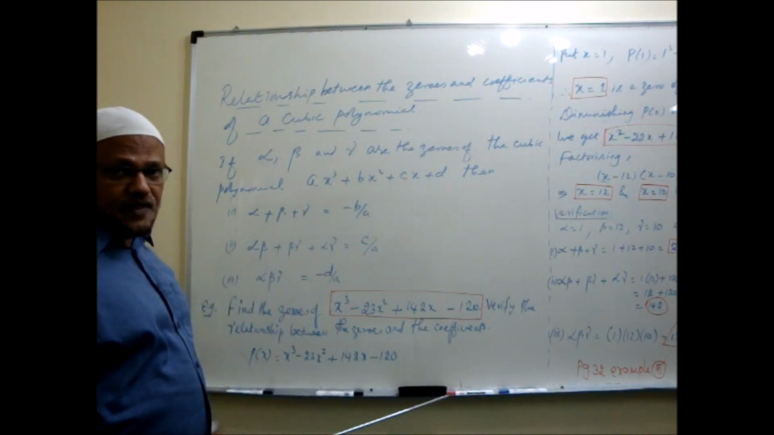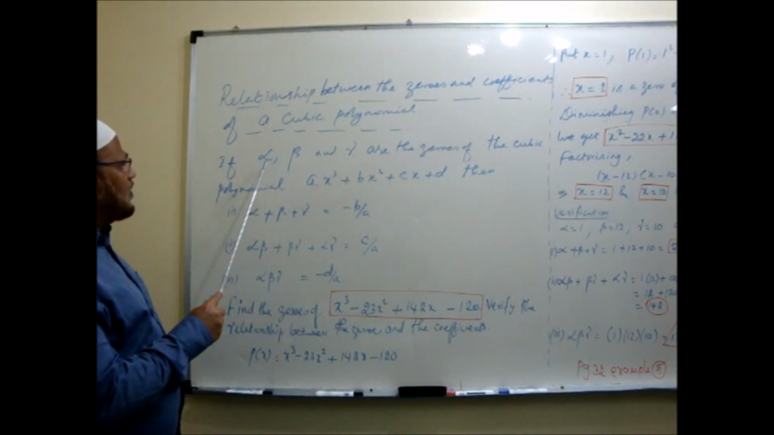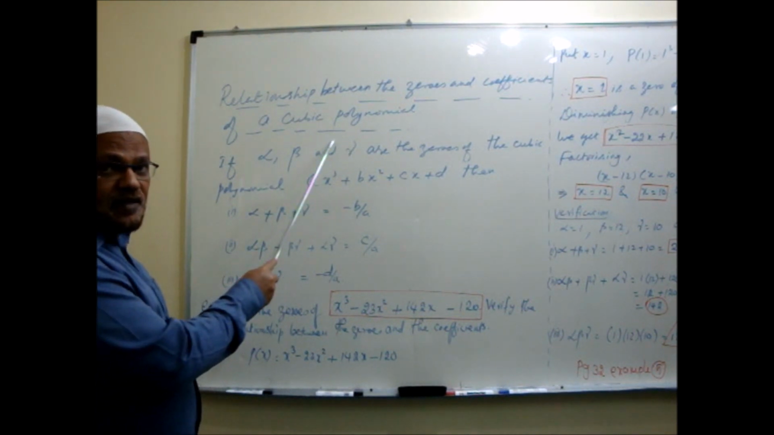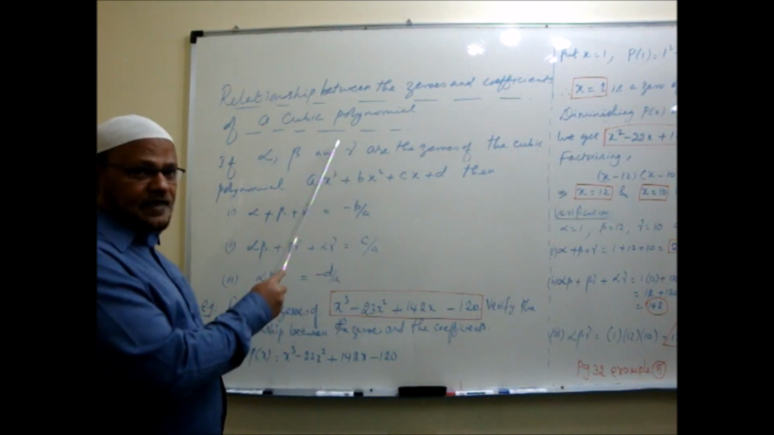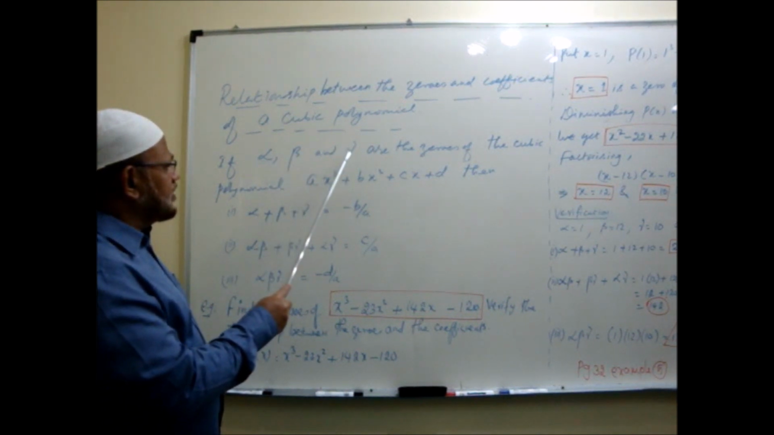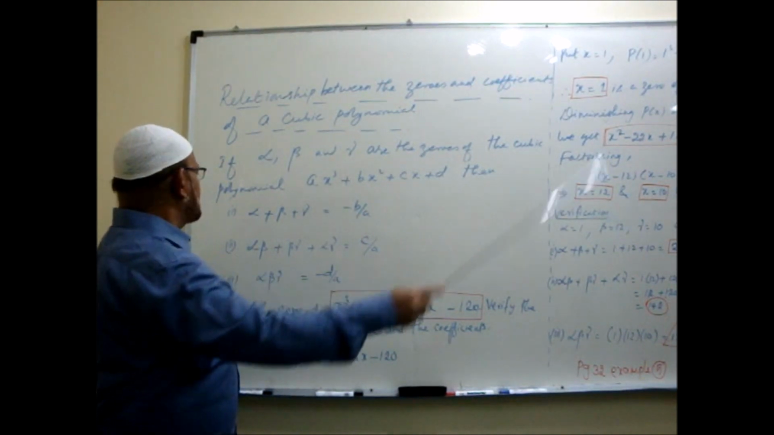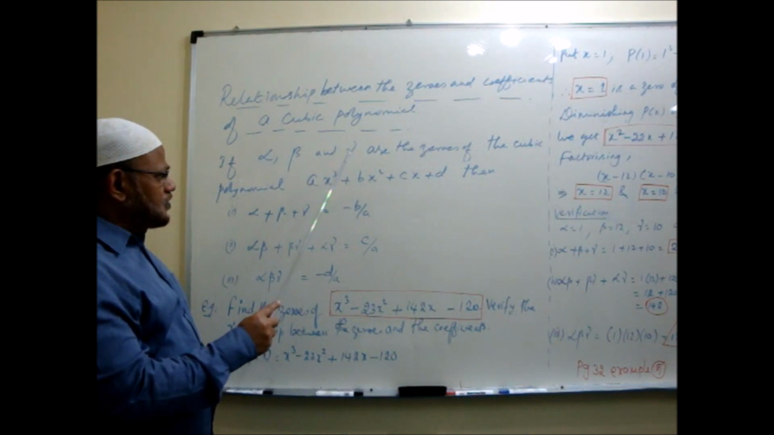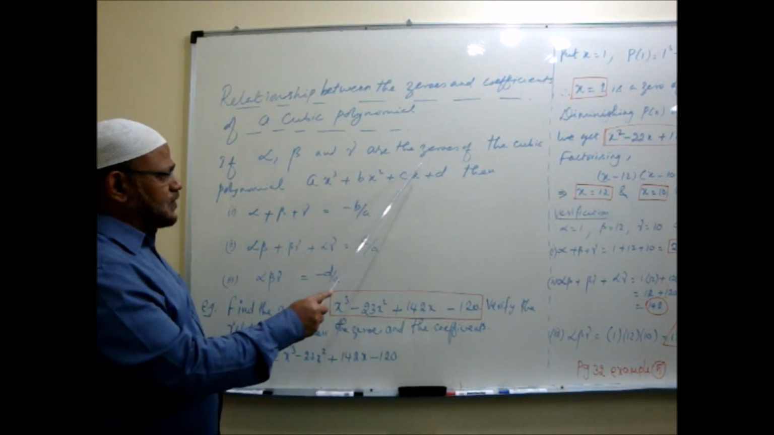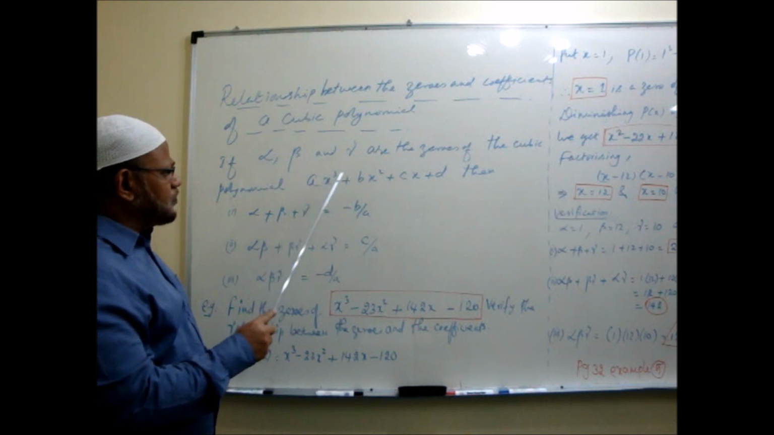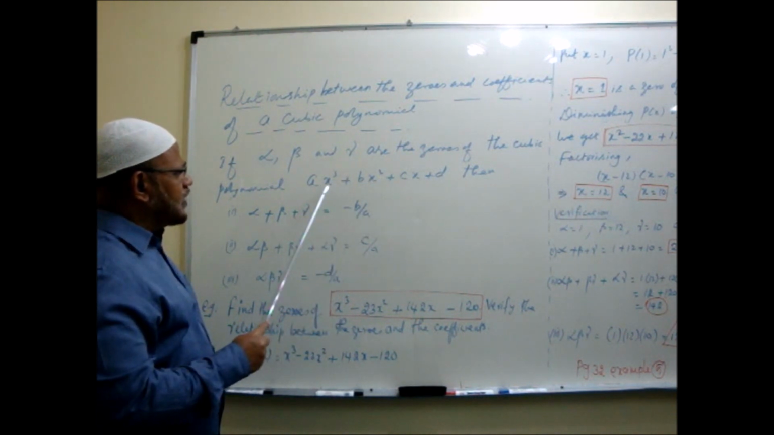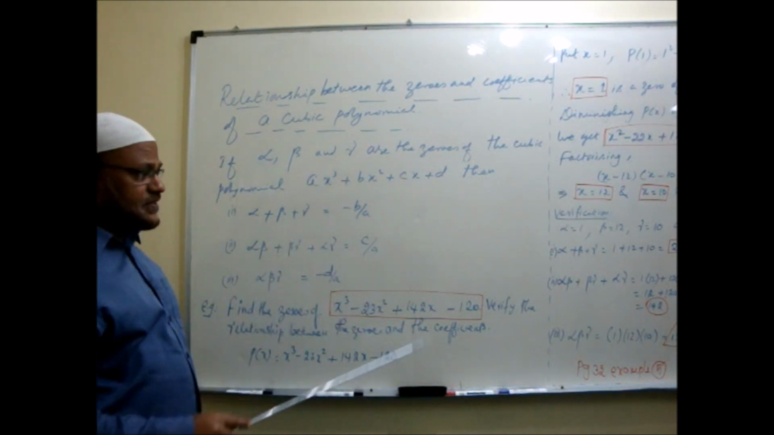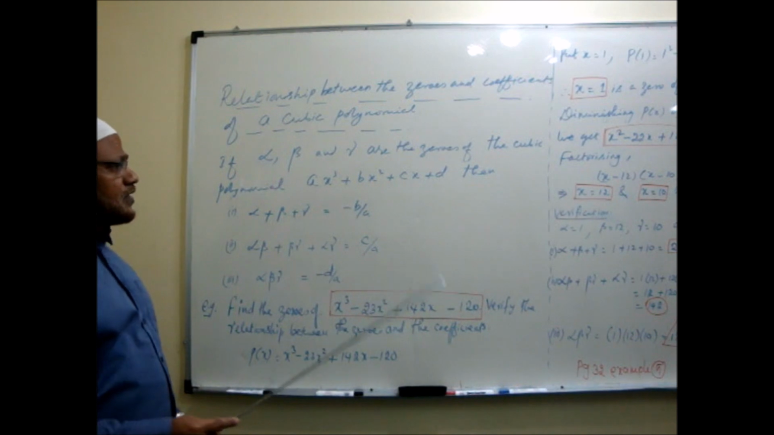As we did in the quadratic case, here you see. If alpha, beta and gamma, this letter is read as gamma, gamma rays you studied like that. Again Greek alphabet. Alpha, beta and gamma are the zeros of the general cubic polynomial ax cubed plus bx square plus cx plus d, where a, b, c, d are real numbers, a should not be 0. This already we have seen. Taking this, what is the relation?